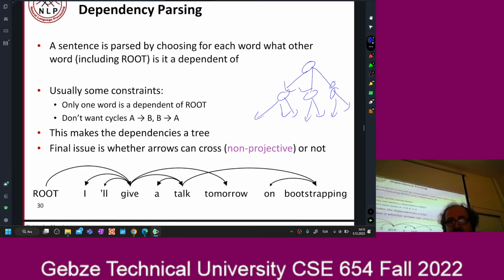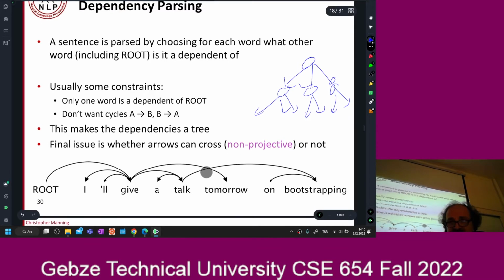Okay, so usually you don't have this kind of dependency relationship. See, there is an intersecting arrow. This talk, bootstrapping, and give tomorrow is intersecting. This is called a non-projective dependency parse. This usually doesn't happen. Okay, this usually doesn't happen.